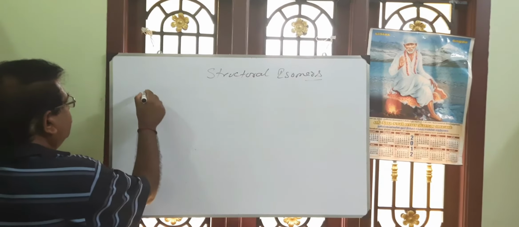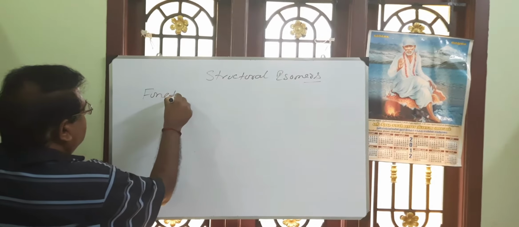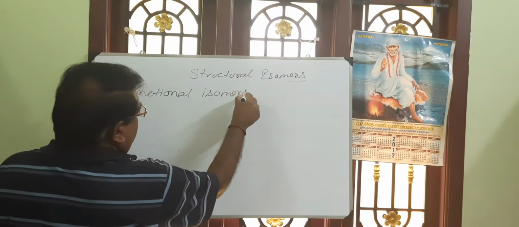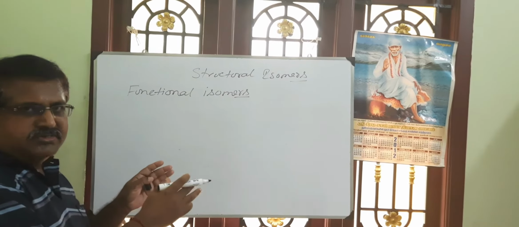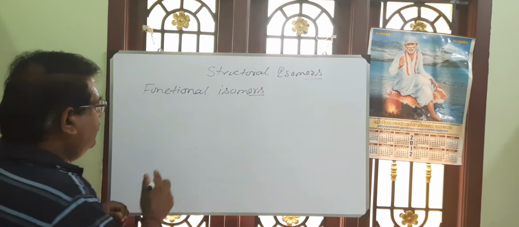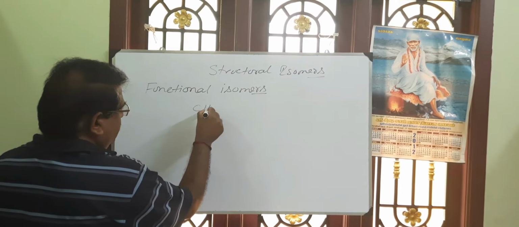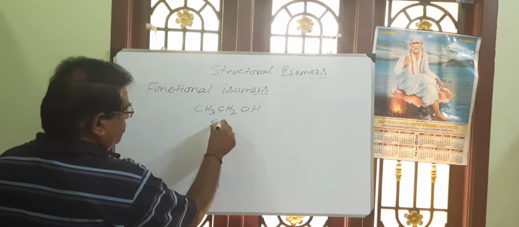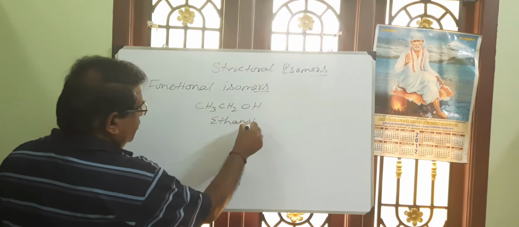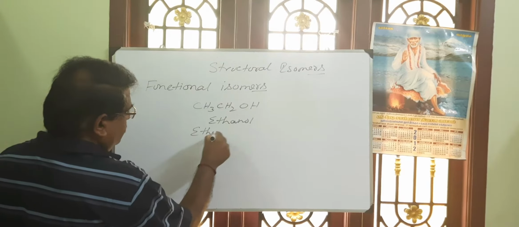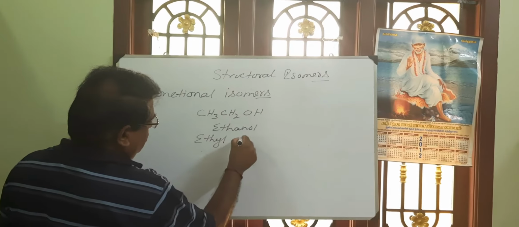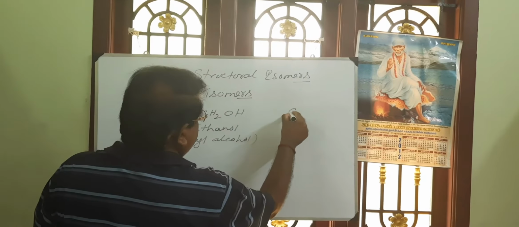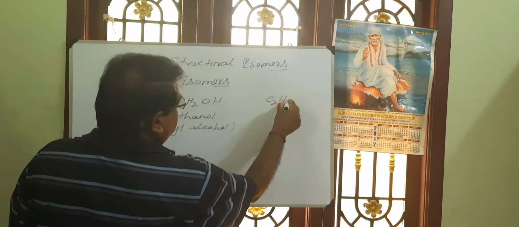Now we will discuss functional isomers. Functional isomers are two molecules that differ in the functional group. For example, consider CH3CH2OH. This is ethanol, or it can be called ethyl alcohol. What is the molecular formula of this molecule? C2H6O.